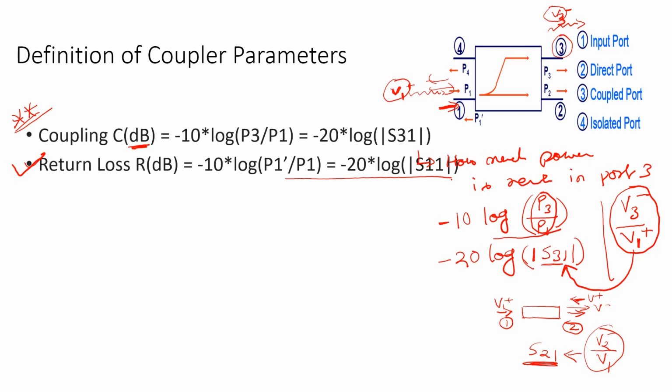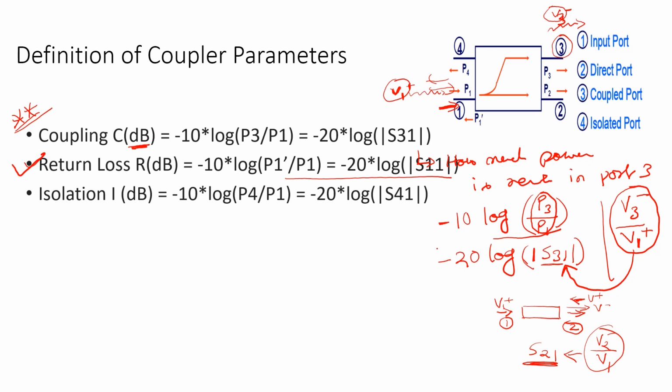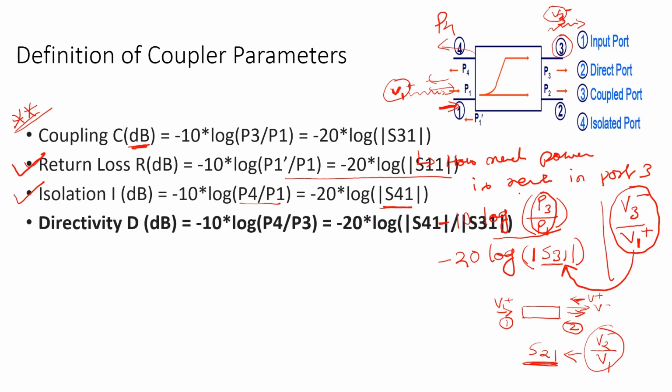Next definition is isolation, and I have said isolation port is 4, so you want to know how much power is received by isolation port with respect to port 1. So this is P4 by P1, or in S parameter form it is S41. And lastly it is directivity.